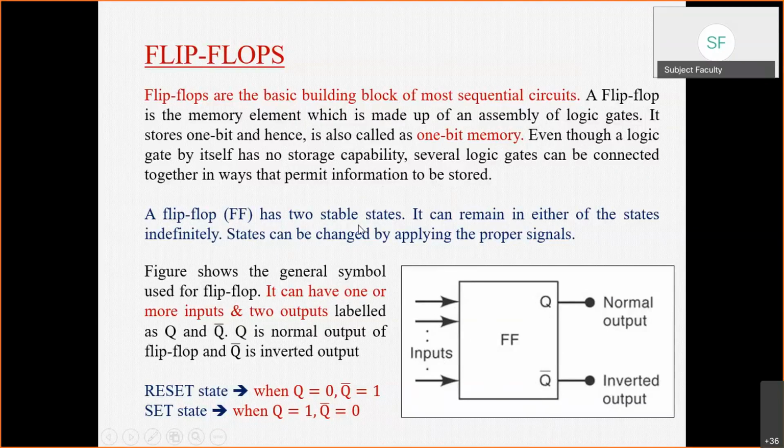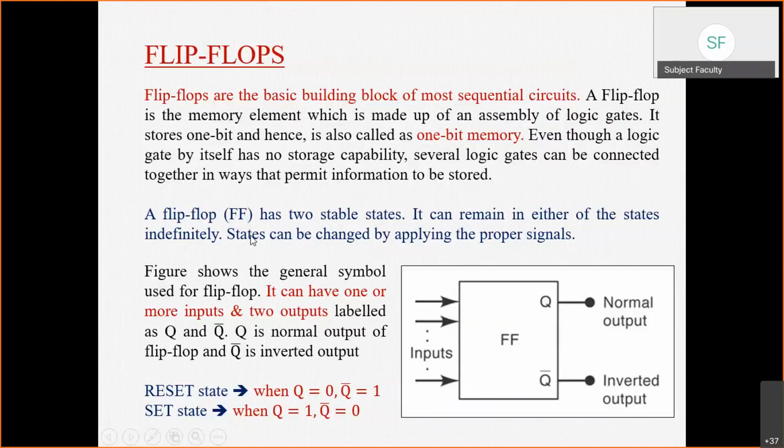So a flip-flop has two stable states. You can also call it a bistable device. Bistable means two stable states. It can remain in either of the states indefinitely. States are changed by applying proper signals.